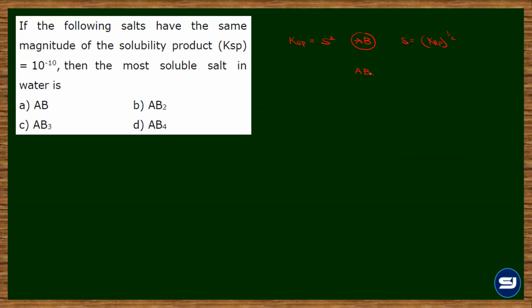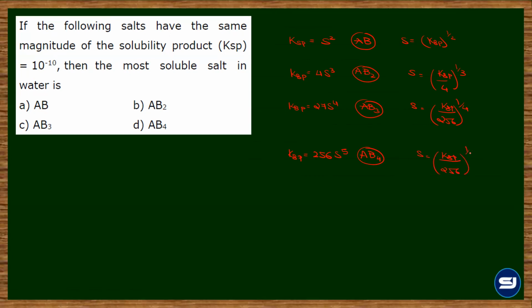Then for the AB2 salt, the Ksp will be equal to 4S cubed. So S will be equal to Ksp divided by 4, and the cube root. Then with AB3 salt, we have Ksp equal to 27 S raised to 4. So S will be equal to Ksp divided by 27, raised to 1 by 4. And for AB4 salt, we have the Ksp equal to 256 S raised to 5. So S will be equal to Ksp upon 256, raised to 1/5.